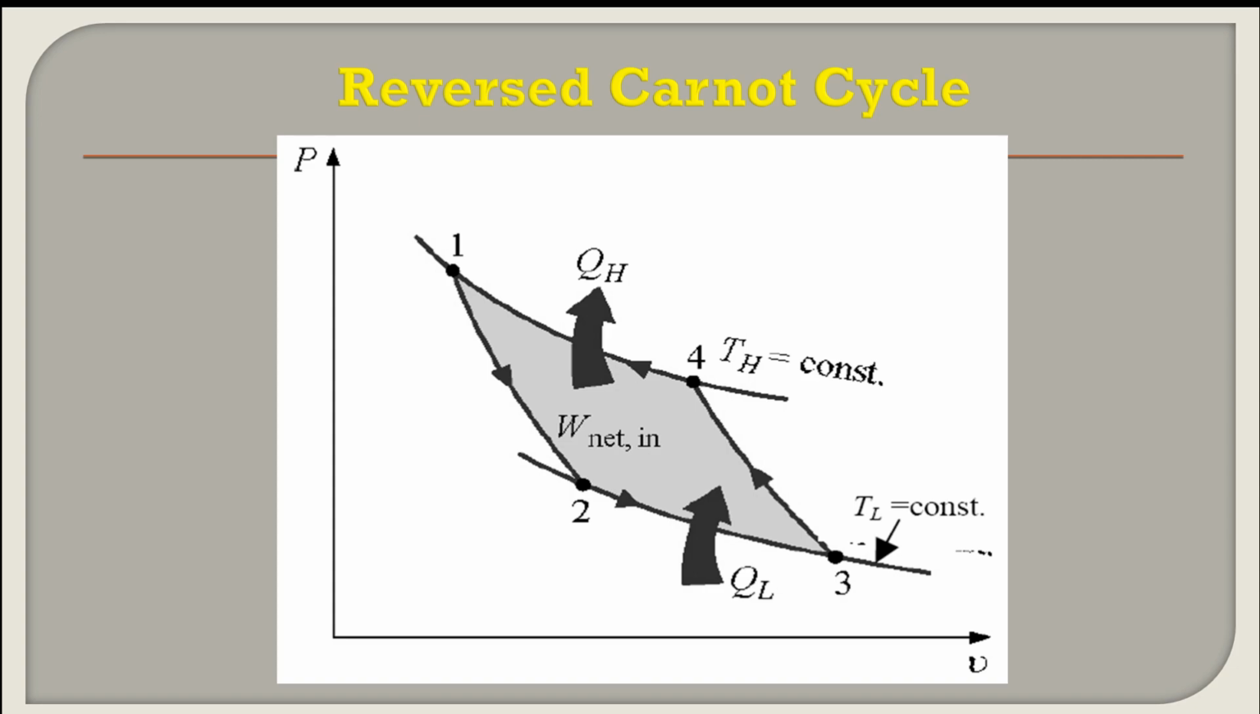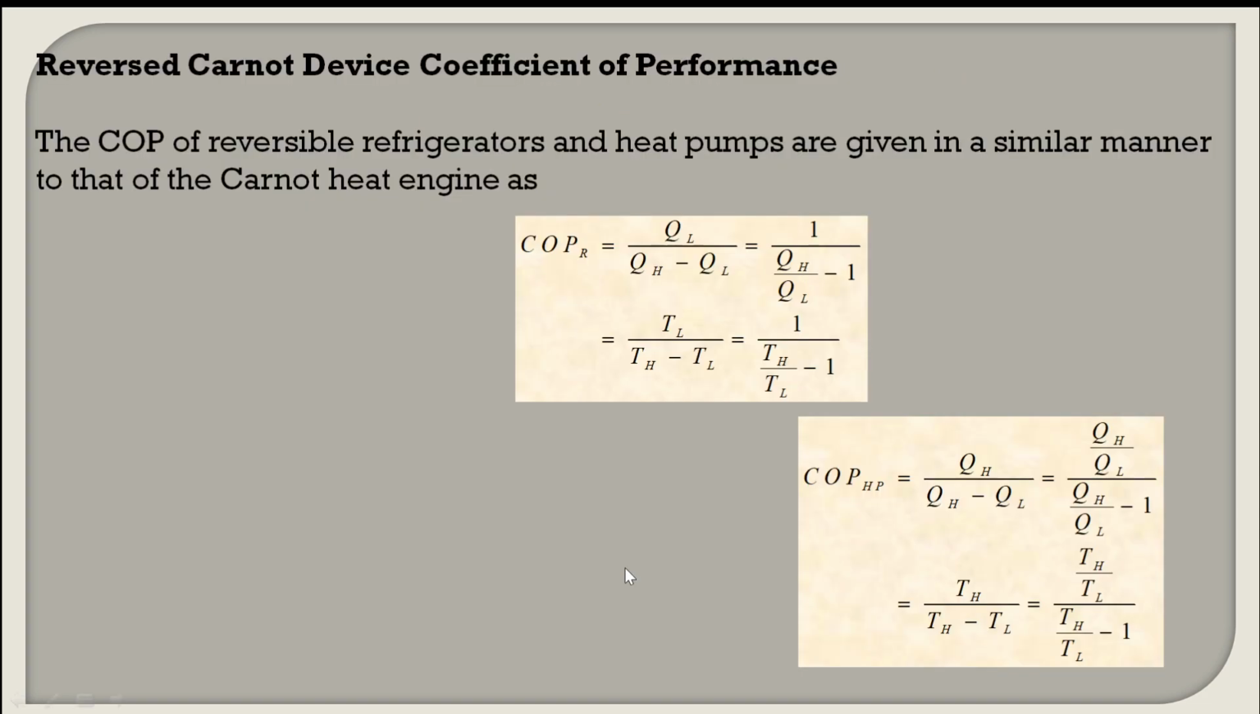Now since we have said all the processes in a Carnot cycle are reversible, we can reverse all the processes like this. Instead of proceeding in a clockwise manner, we can proceed in an anti-clockwise manner. Thereby we can have a reversed Carnot cycle with which we can have a refrigerator or heat pump.